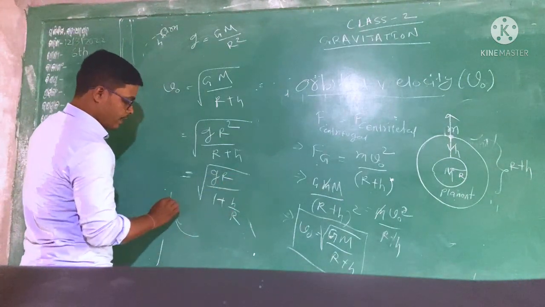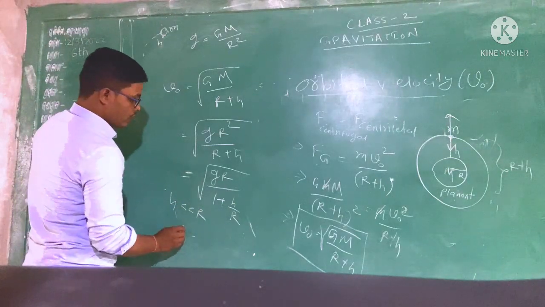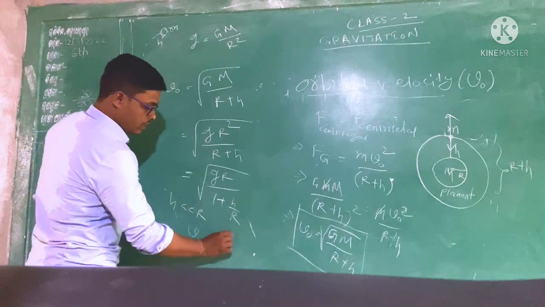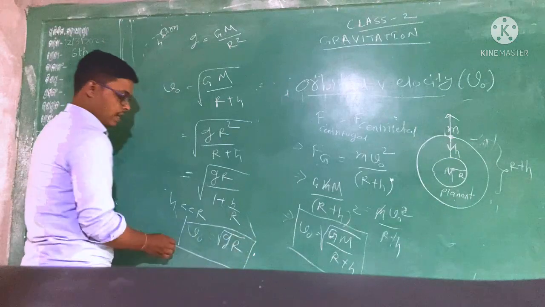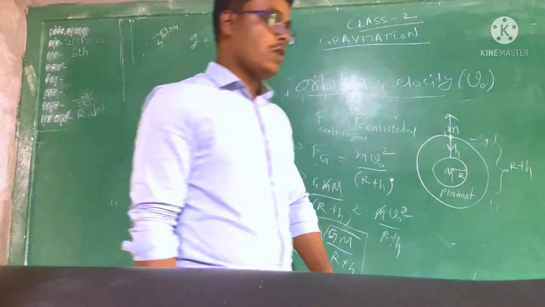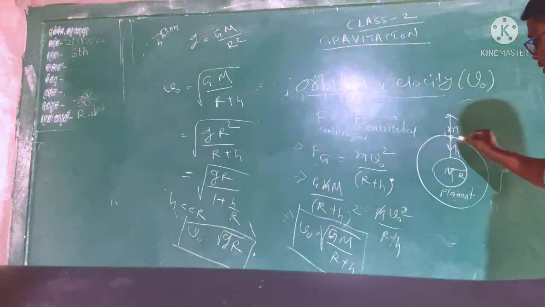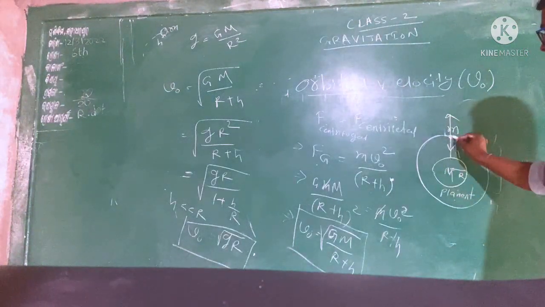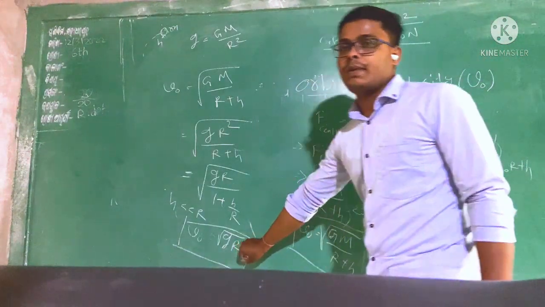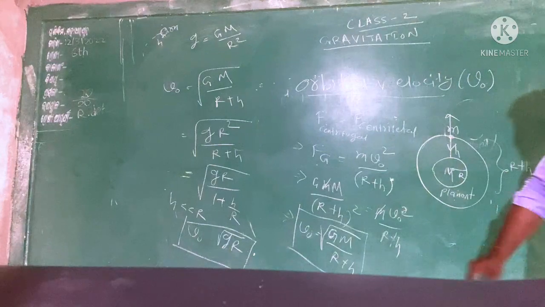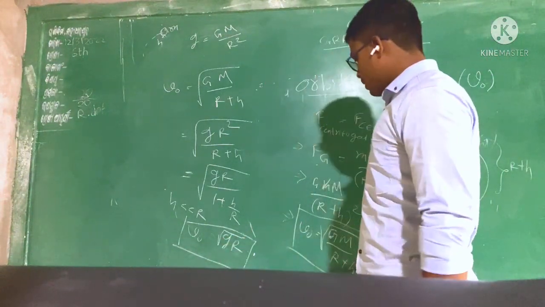So when h is very much less than r, your orbital velocity will be root over gr. So remember, this is another expression of orbital velocity when the satellite is nearly at Earth's surface. The satellite is rotating nearly at the Earth's surface. The orbital velocity will be square root of gr. Okay, so this one is one expression and this one is another expression, but this is the original expression.